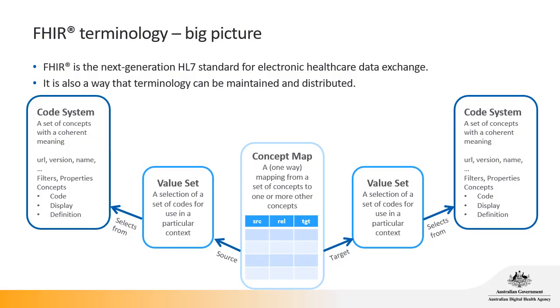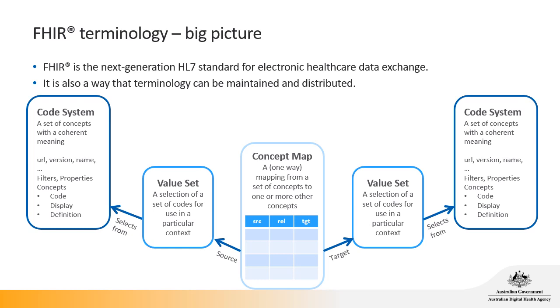A FHIR value set is the second type of subset we'll be looking at today. FHIR stands for Fast Healthcare Interoperability Resources and is a HL7 standard for electronic healthcare data exchange. One part of FHIR also specifies how terminology can be managed. There are 3 FHIR resources that are used in terminology: code systems, value sets, and concept maps.